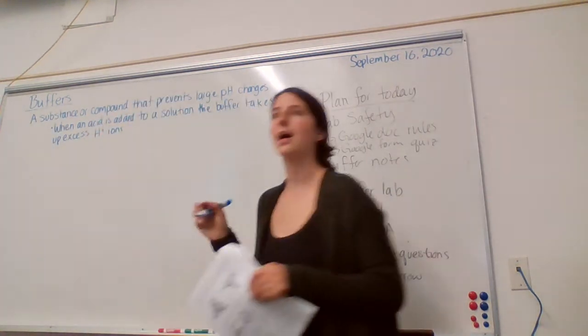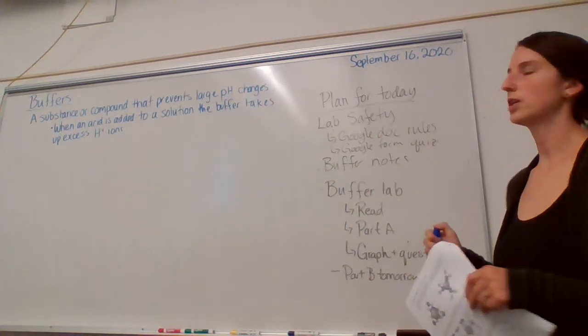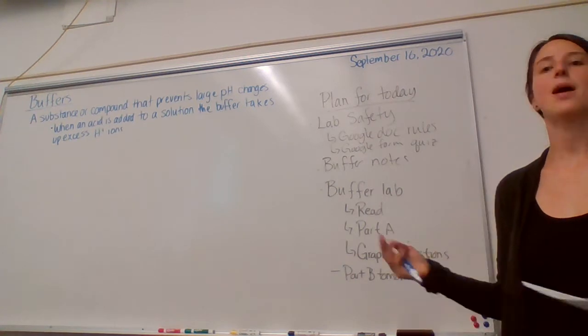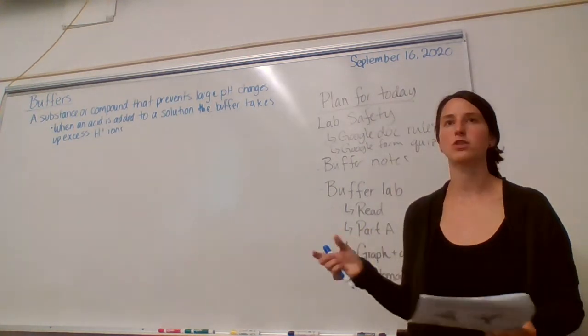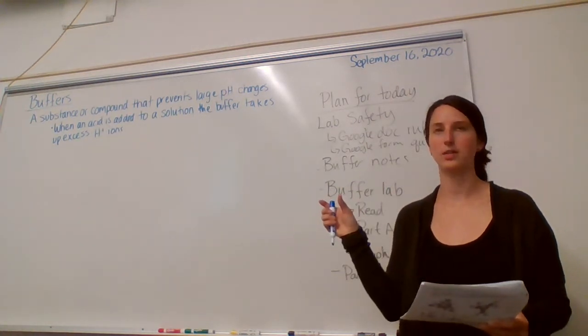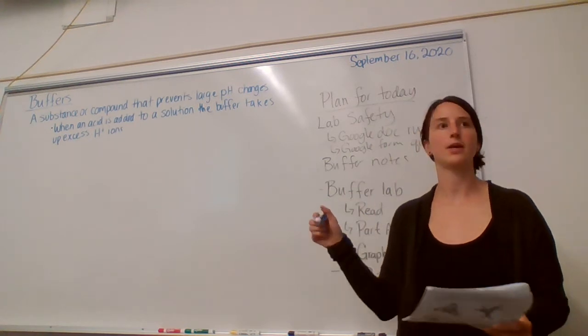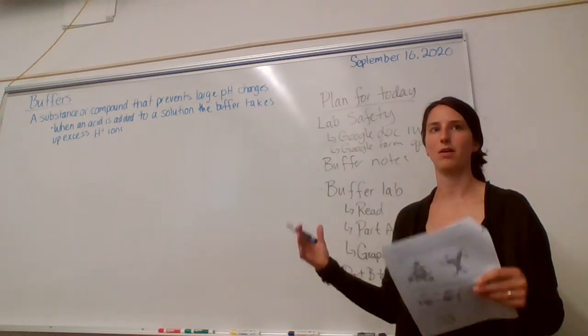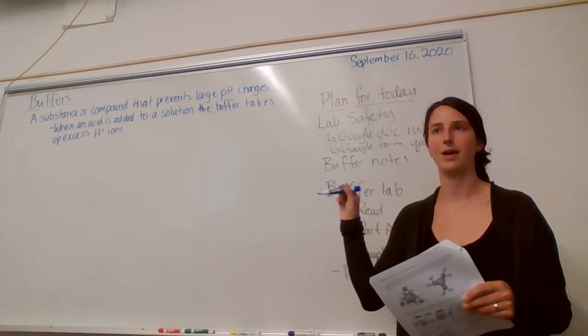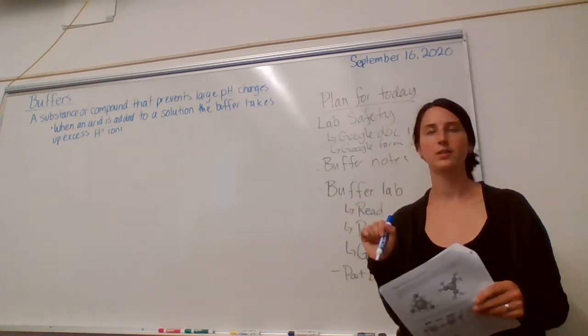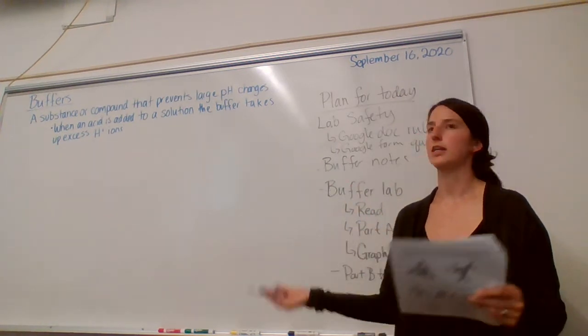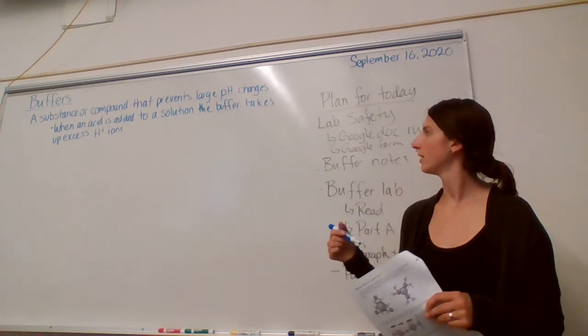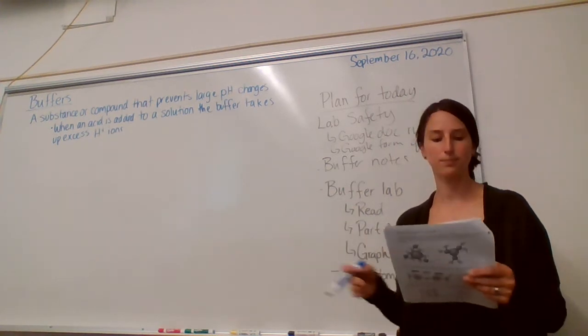so when you add an acid to a solution and you've got a buffer in it, that buffer is going to take up any extra hydrogen ions, which makes sense, right? Because acids are acidic because they've got lots of hydrogen ions. So if a buffer is taking those up, then our pH isn't going to change.